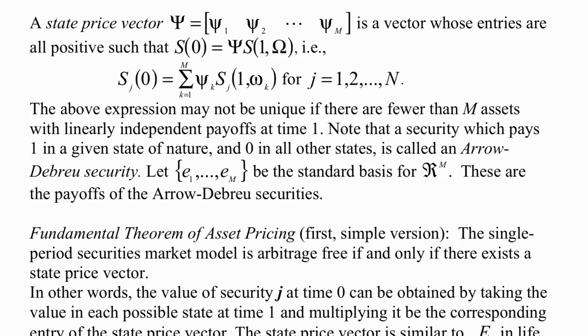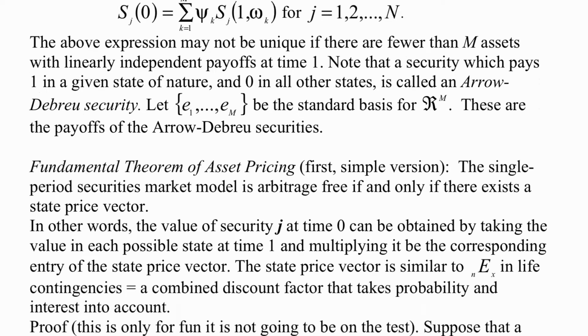Note that a security which pays 1 in a given state of the world and 0 in all other states is termed an Arrow-Debreu security. Let's write E1 through EM for those. E1 pays 1 in state 1 at time 1 and 0 in all other states, E2 pays 1 in state 2 and 0 in all other states, through EM. That's a standard basis for m-dimensional Euclidean space. These are the payoffs of the Arrow-Debreu securities.